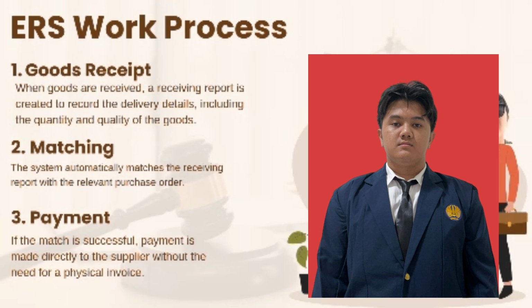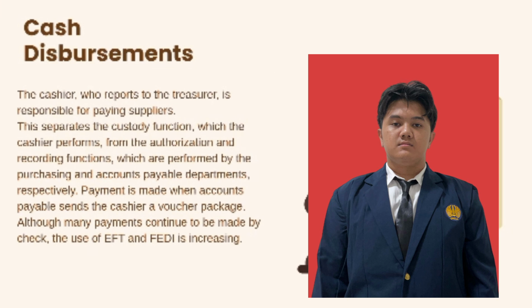One is goods receipt. When the goods are received, a receiving report is created to record the delivery details, including the quantity and quality of the goods. Two is matching. The system automatically matches the receiving report with the relevant purchase order. Three is payment. If the match is successful, payment is made directly to the supplier without the need for a physical invoice. Cash disbursement. So, the conclusion has four parts: cash review, separation of duties, payment process, and payment method.